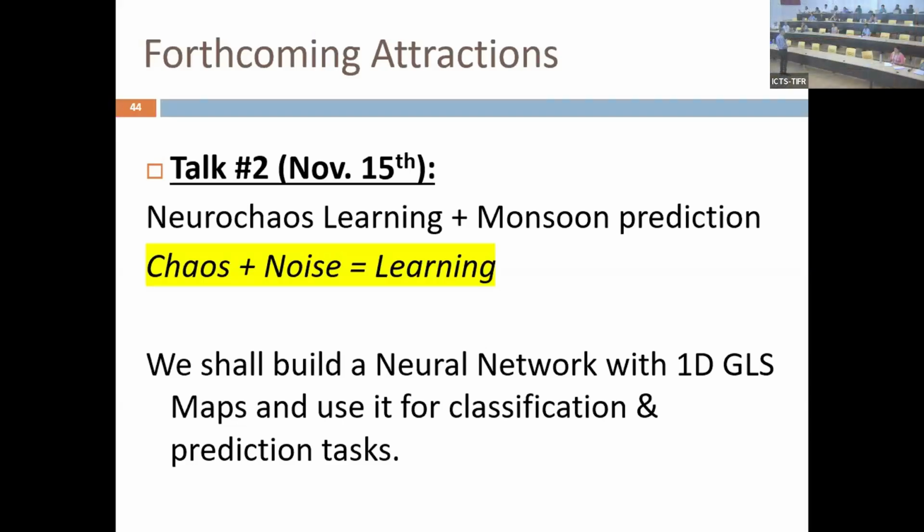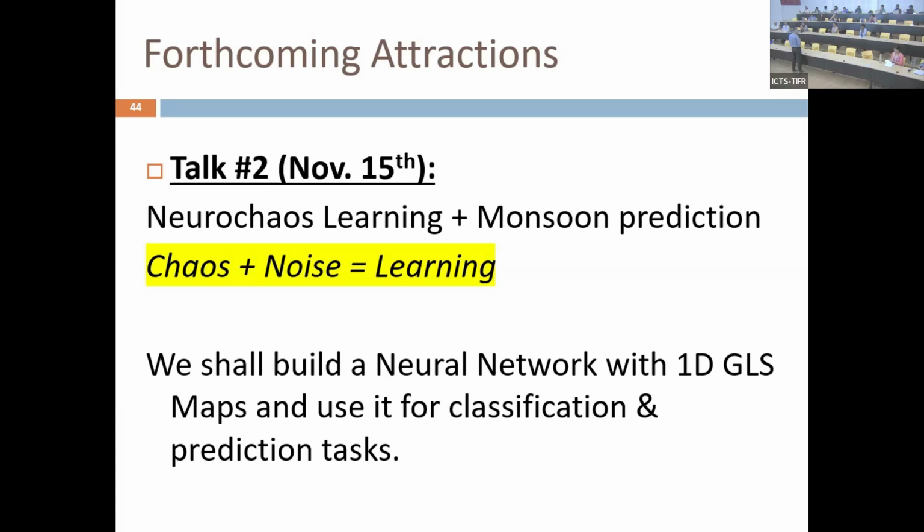Hopefully some interesting results on monsoon prediction. Nothing great though. But neurocast learning is what we do. I've set the ground now. We take these GLS maps and we build a network out of it, and we build an alternate to deep learning. I'm going to show you a way of doing classification, which in some ways is better than deep learning. It has its pros and cons. It's a completely different way.